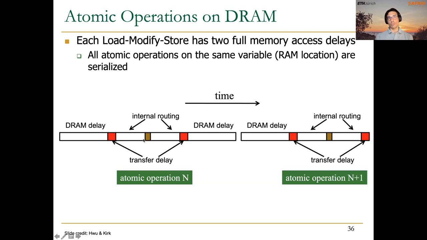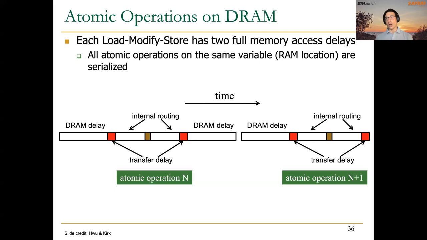But then we have to write back, going through the internal routing, the transfer delay over the memory channel, and then the DRAM latency to write one element. And then we would do the same for the next atomic operation, maybe performed by another thread in the same warp, updating the same global memory location.